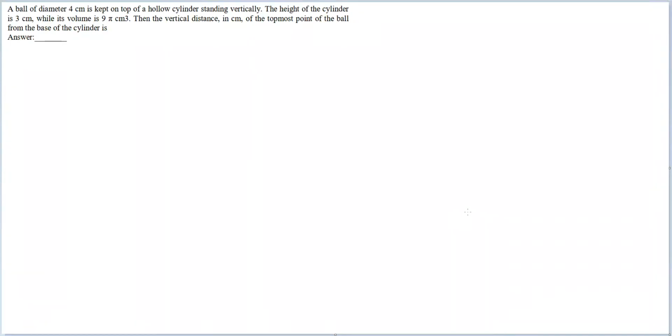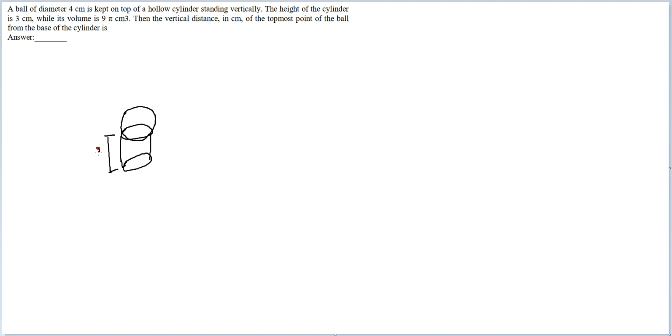Let's look at this question. A ball of diameter 4 centimeter is kept on top of a hollow cylinder standing vertically. So your hollow cylinder would look something like this, and there is a spherical ball on top of this. The height of the cylinder is 3, and the volume is 9 pi centimeter cube.